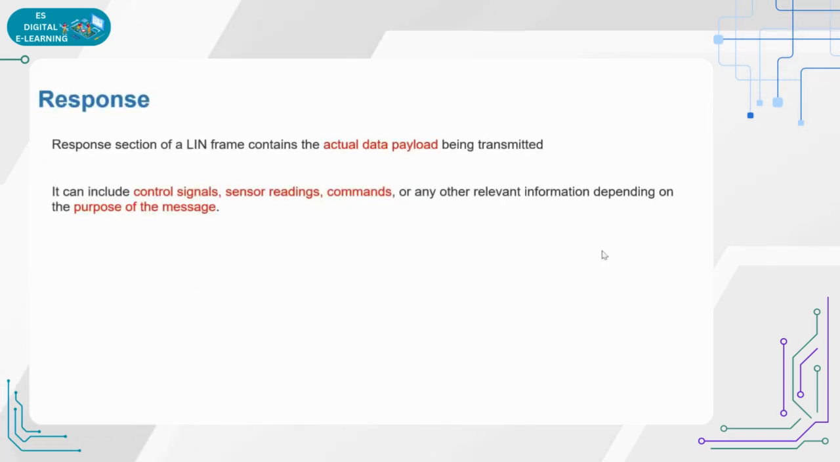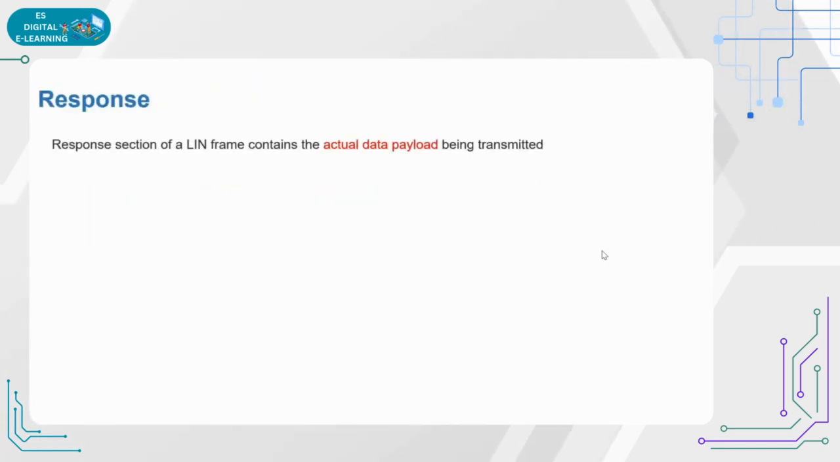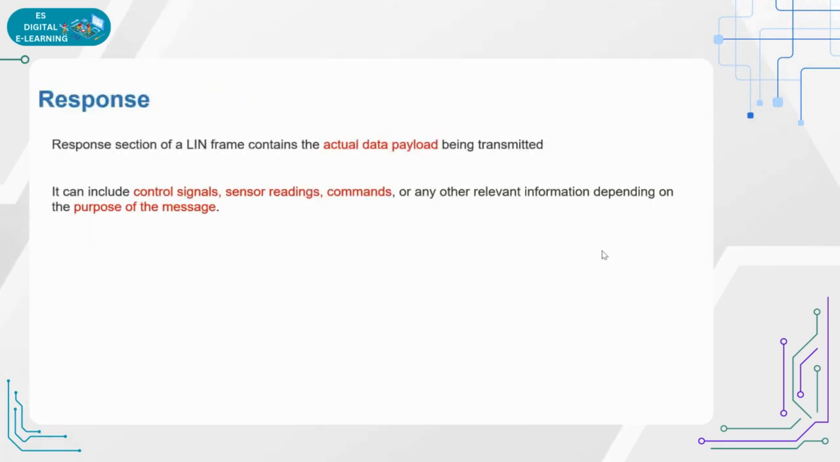Okay, and the response is the actual data that we are getting, so it has the control signals, sensor readings, and commands. This is the purpose of the LIN protocol. Whatever data we are reading will be related to control signals, sensors, and commands. Whatever input we are giving will be part of the commands. So all these related messages and signals we read in the LIN protocol.